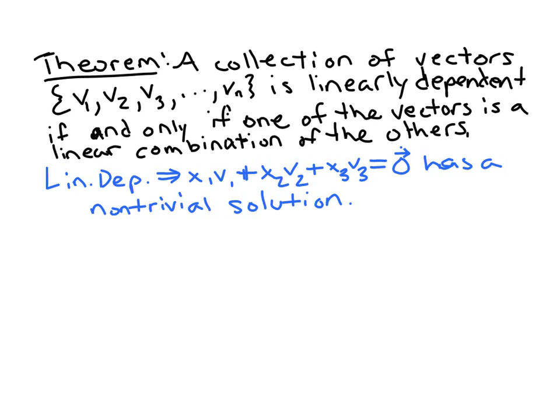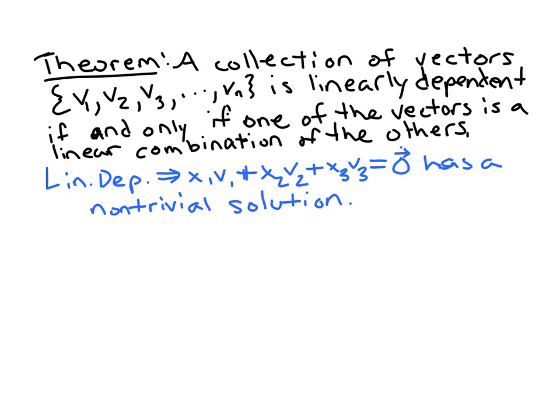And in here, I've taken this to be just a collection of three vectors, just to keep things fairly simple. So the collection of vectors v1, v2, v3 is linearly dependent if this homogeneous system of equations that corresponds to this vector equation here has a non-trivial solution.